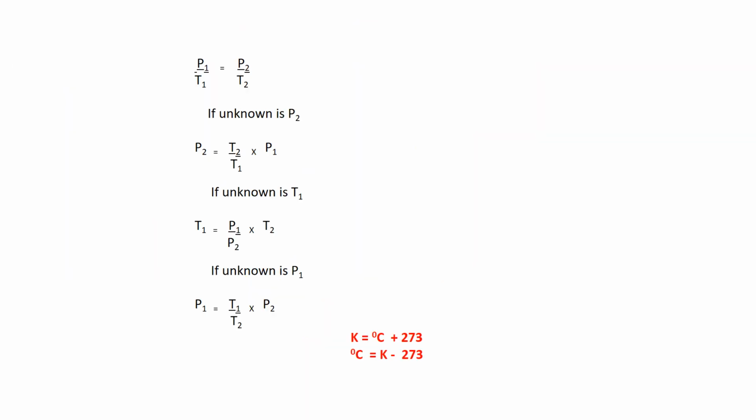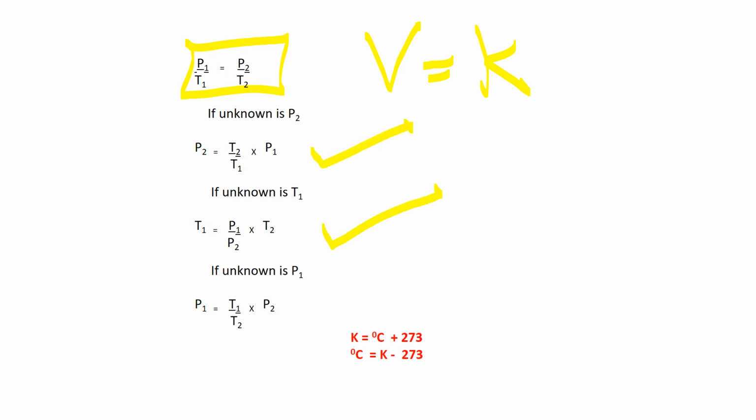Okay, here are the equations using Gay-Lussac's law, when the pressure is showing a direct relationship with the temperature and the volume is constant. Now, if the unknown is P2, this is the equation. If the unknown is T1, if the unknown is P1. Again, these two are the formulas for conversion of temperature.